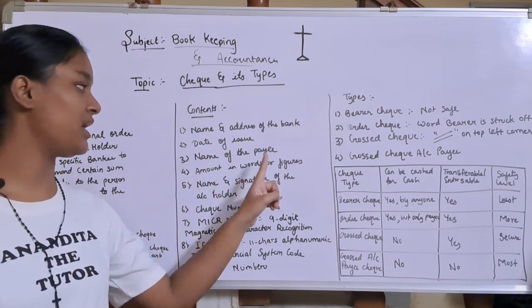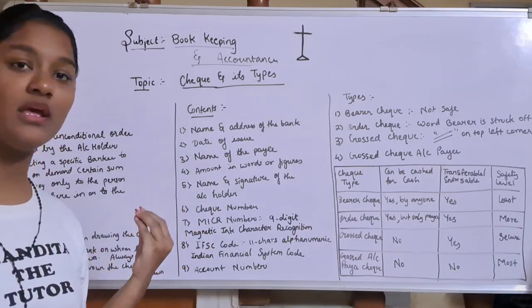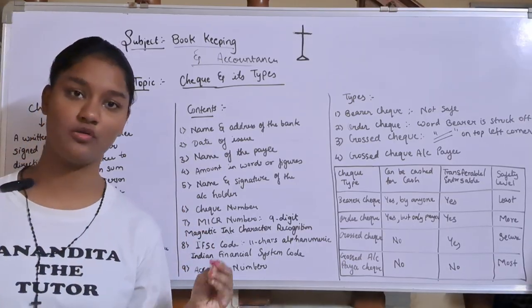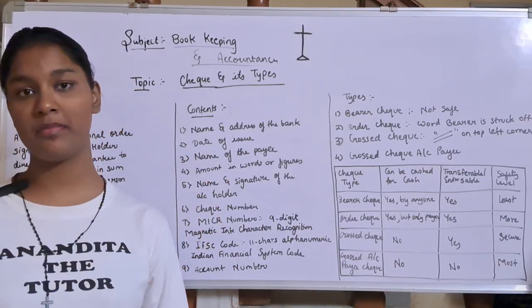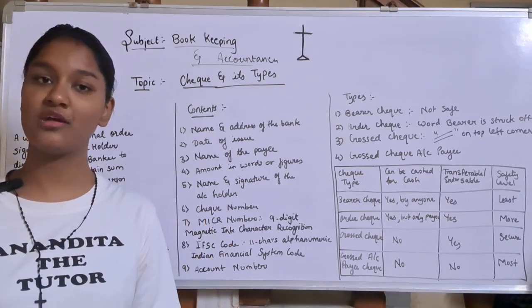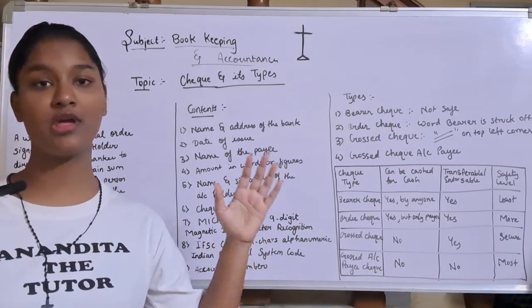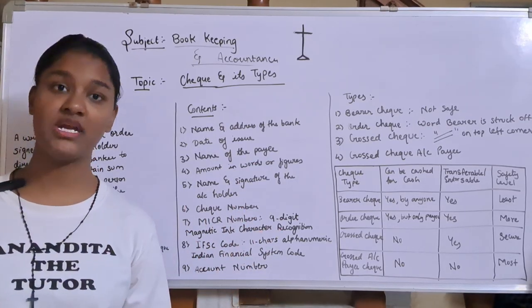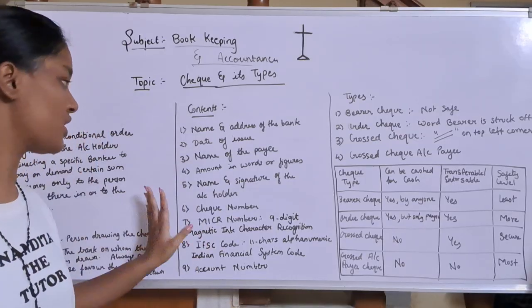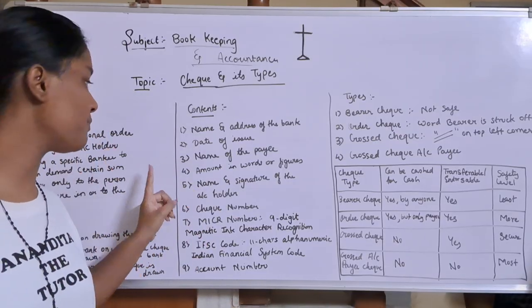Then name of the payee. So the payee, as I said, is the beneficiary of the payment. Who is receiving the payment, to whom the money is to be paid, in whose favor the payment is being made is called the payee. So the name of the payee is written.